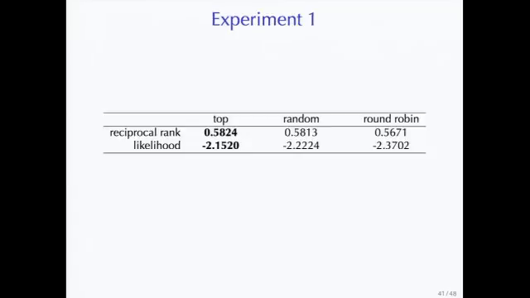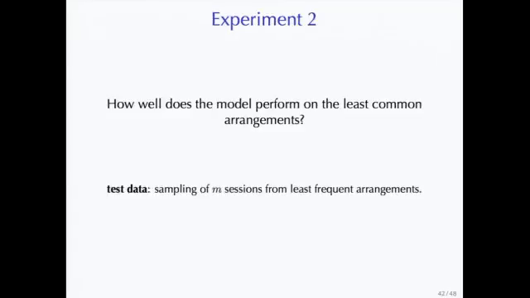It confirms that things are more or less working as expected. Now, getting into something we're more interested in, which is how well do the models perform on the least common arrangements? Because this is really what we want. We want to be able to make predictions about arrangements we've never seen before. So in order to test this, we took the least frequent arrangements of items on a page and used them as testing data.